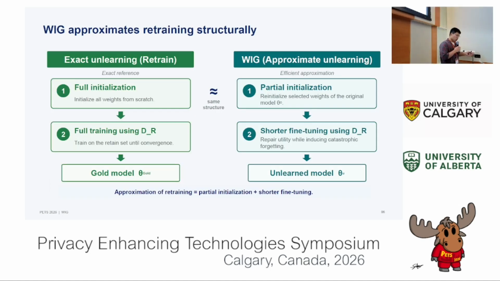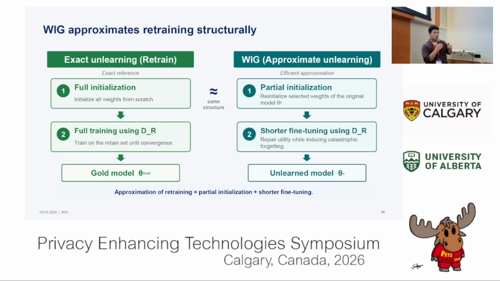So to handle this, we designed our algorithm WEAK to structurally approximate exact unlearning. Exact unlearning can be seen as two steps. First, the full initialization. Second, the full training using the retained set. So we approximate this step by step. The full initialization, we approximate by partial initialization. And the full training using the retained set, we approximate by a shorter fine-tuning using the retained set.